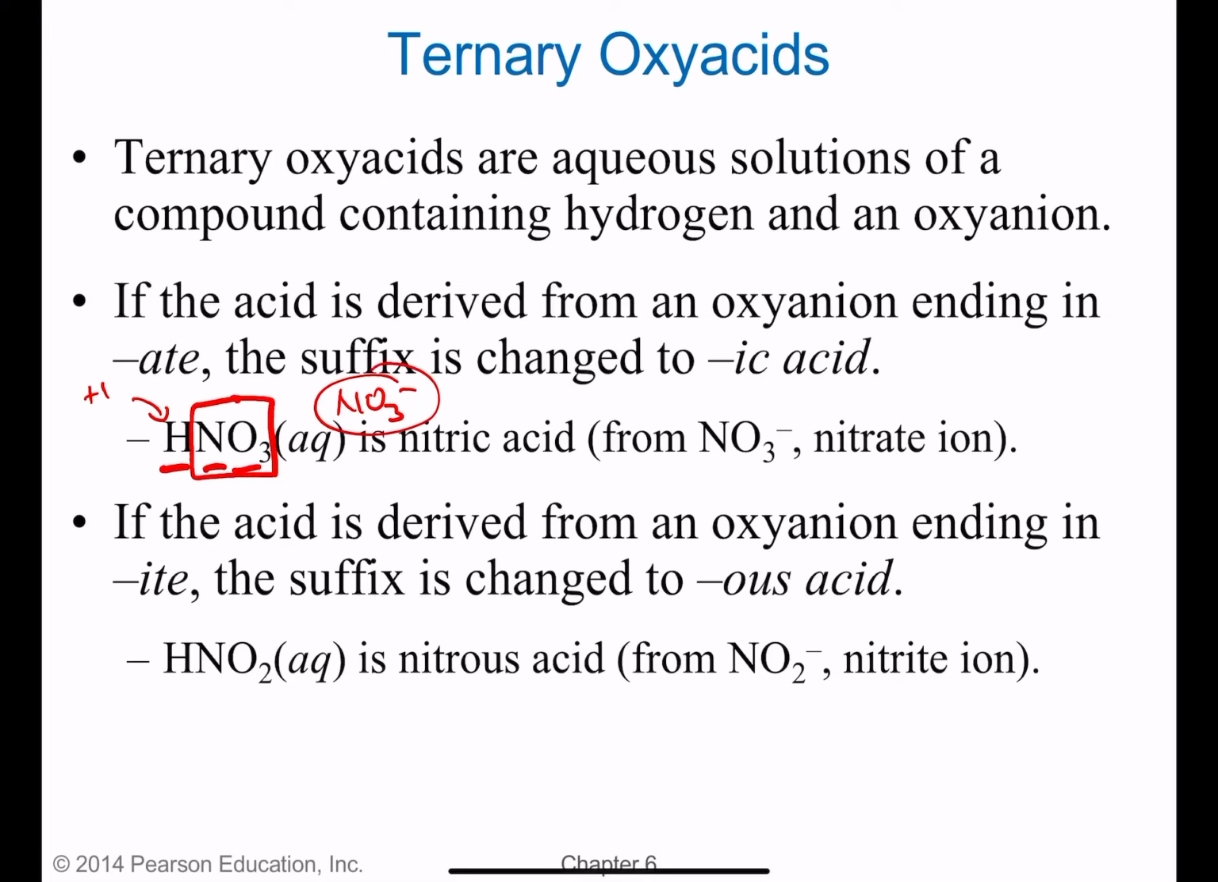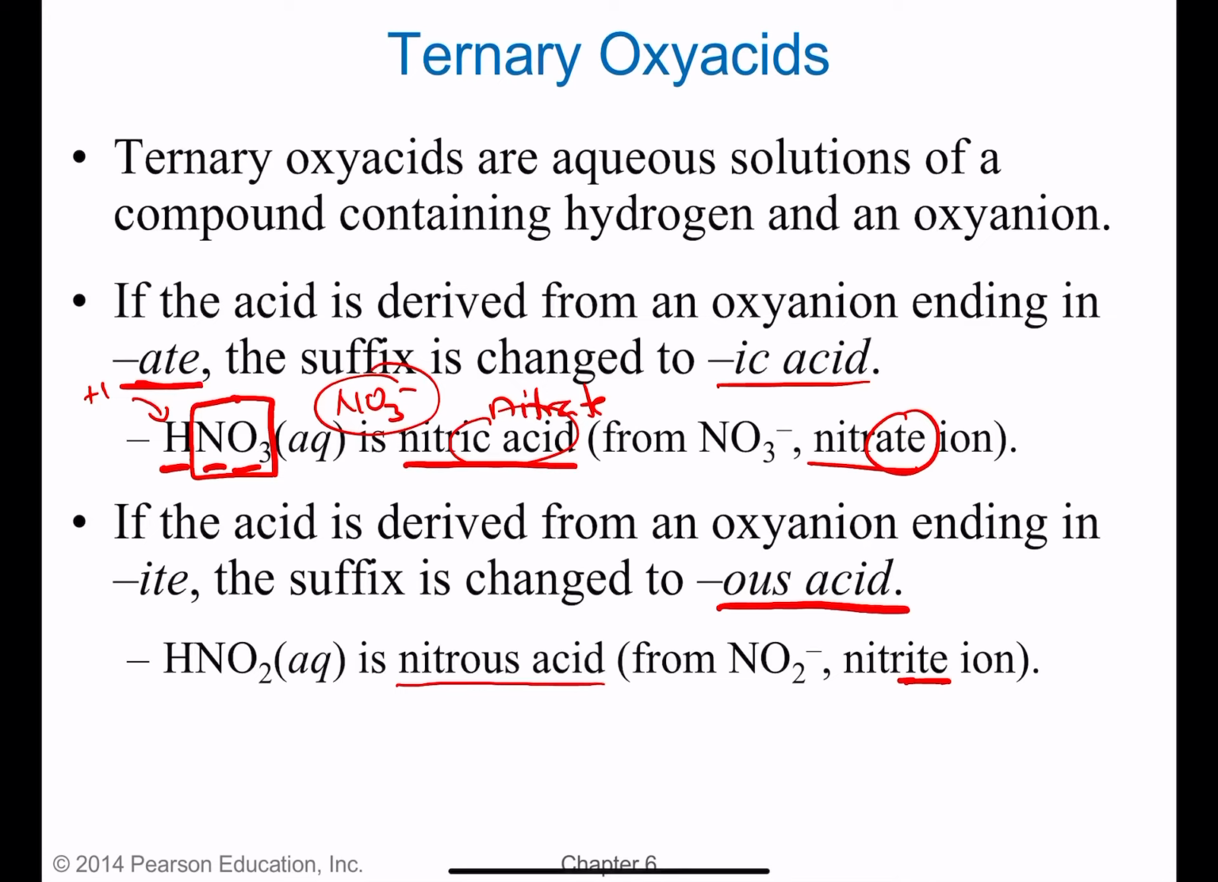For naming it, going from a polyatomic ion name to the acid, we're basically taking the ATE ending, so this is nitrate. We're taking the ATE ending and changing it to ic acid. So instead of nitrate, it's called nitric acid. So nitrate, the ATE changed into ic acid. Nitrate becomes nitric acid. And then here's nitrite. So here it's the ITE ending instead of ATE. Here we get an OUS acid. So nitrite becomes nitrous acid.